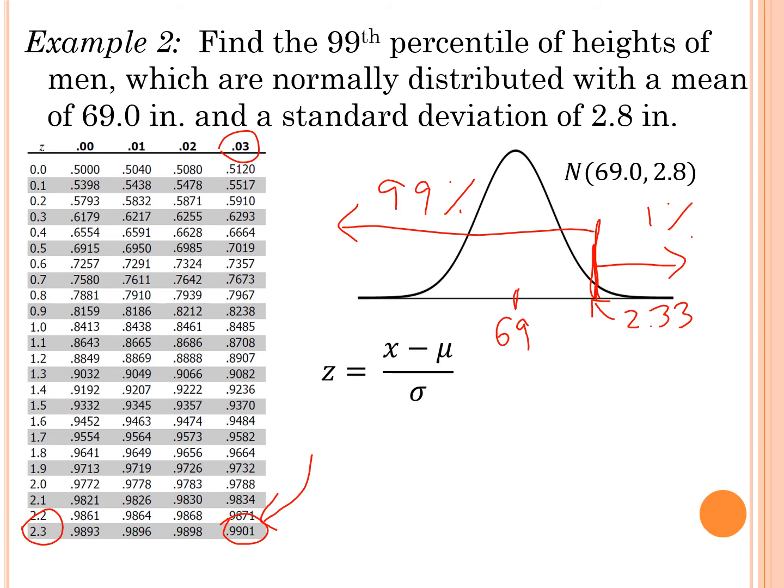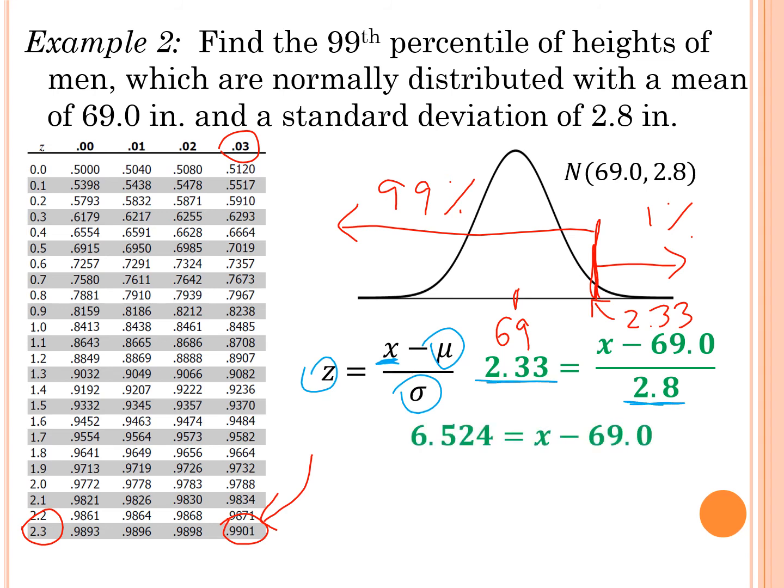Now, if we go to our z-score equation, z equals x minus the mean over the standard deviation, and we plug in everything we know. We know a z-score, we know the mean, and we know the standard deviation. We're looking for x, so we keep that in x, and now we're just going to solve it algebraically. We start off by doing 2.8 times 2.33, move that to the other side. Now we're going to add the 69 inches to the other side, and we get our answer, 75.524 inches. So 75.5 inches is tall enough that 99% of the population would be able to fit through without bumping their heads.